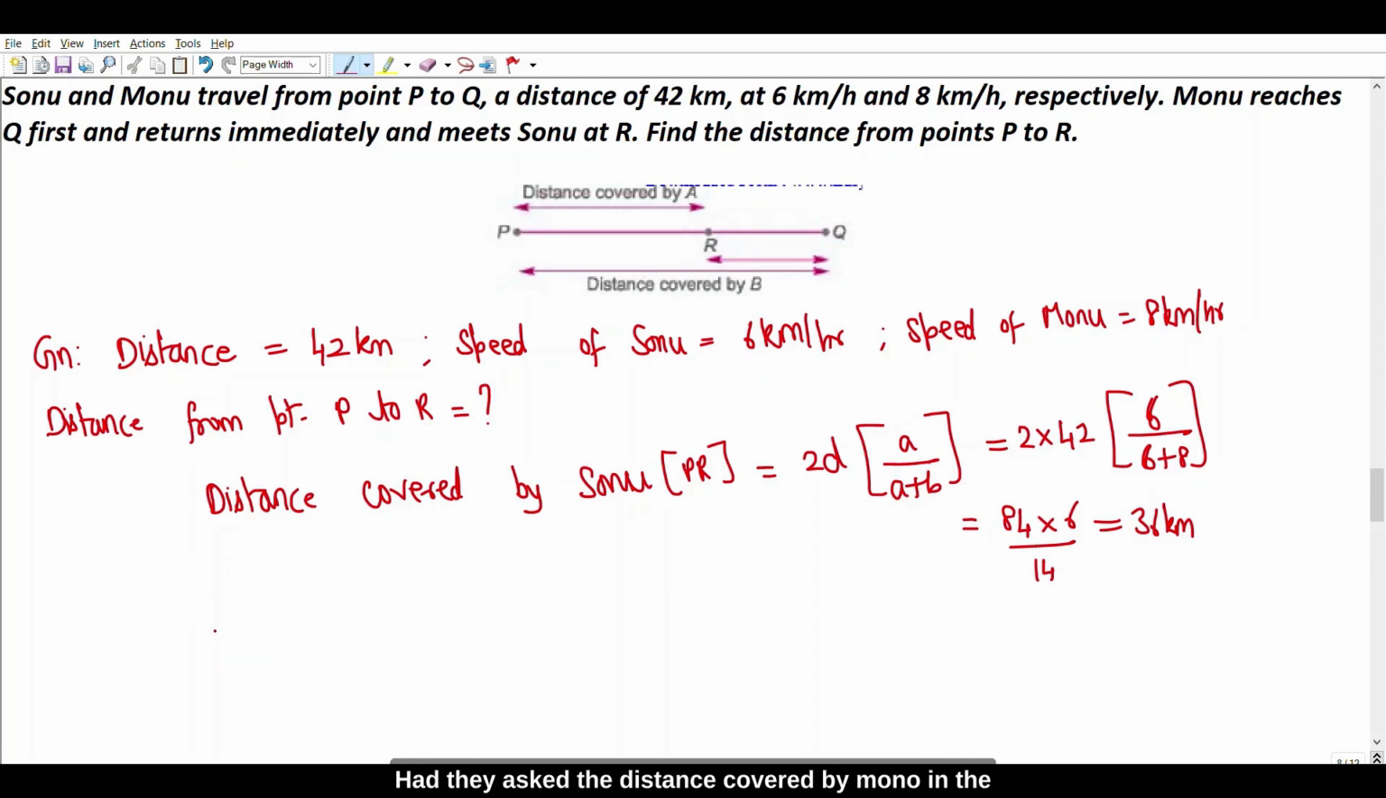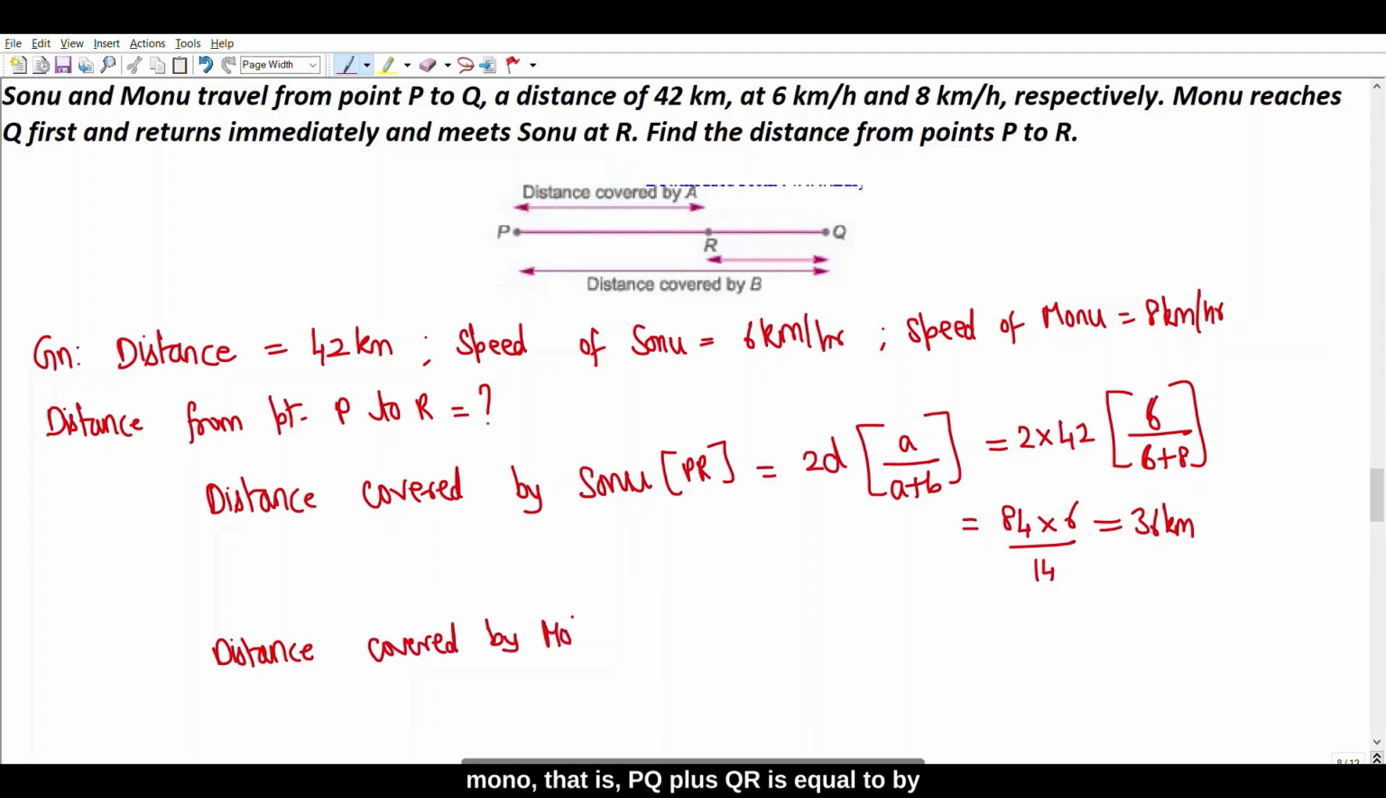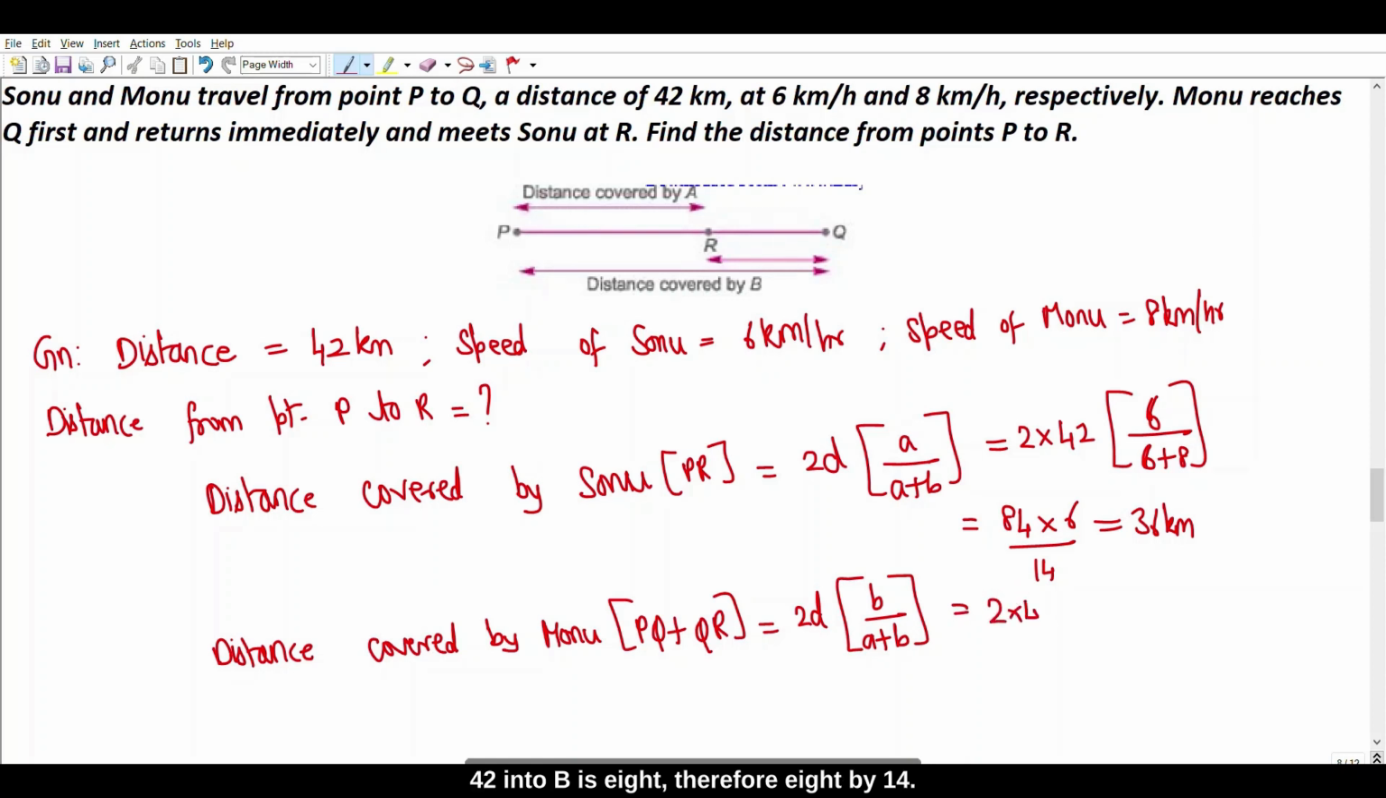Had they asked the distance covered by Mono in the question, we could have used this formula. Distance covered by Mono, that is PQ plus QR, is equal to 2d times b by a plus b, which in turn will give 2 into 42 into 8 by 14. This can be solved and we get the answer as 48 kilometers. Therefore, the distance covered by Mono according to his speed is equal to 48 kilometers.